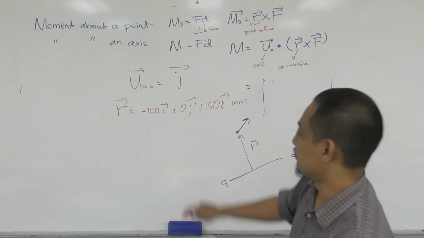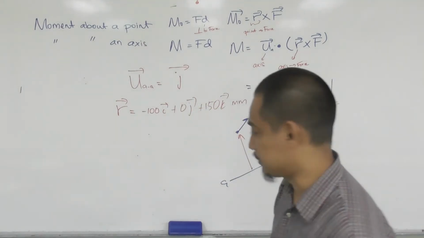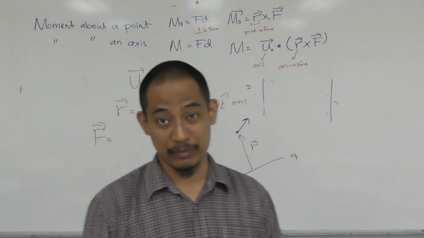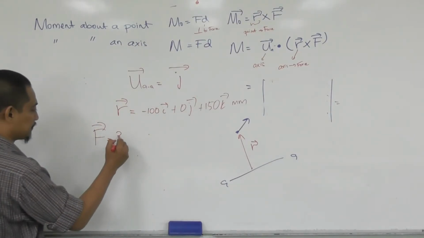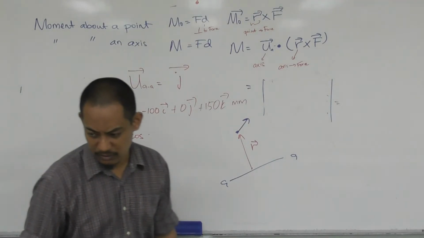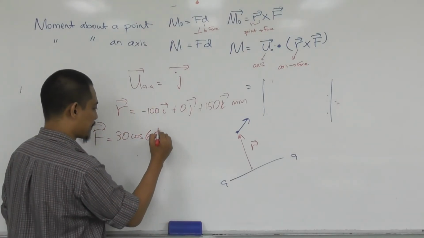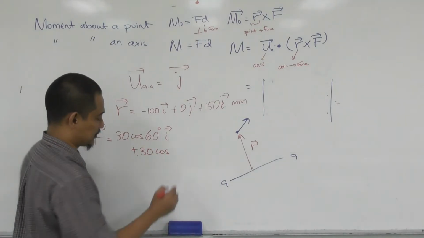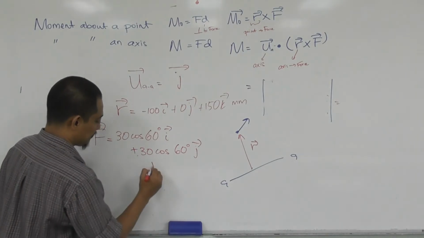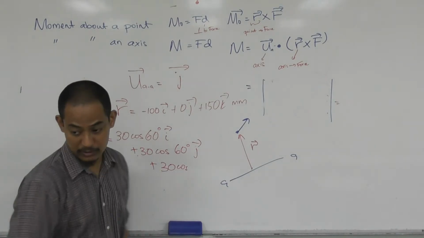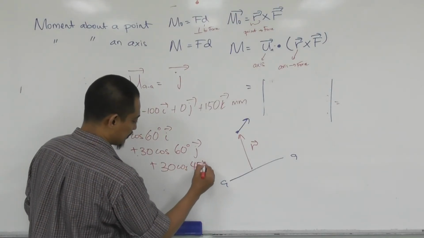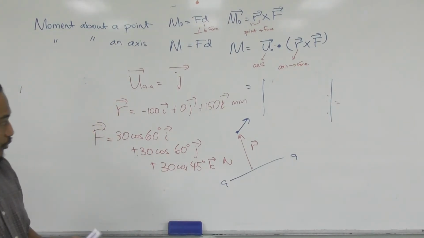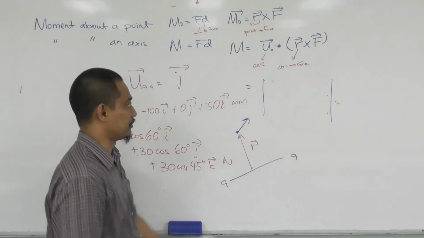Alright, so we have already established U, we have established r. Next is F. What is F? Okay, you have alpha, beta, gamma again. So you have 30 cos alpha, which is 60, i, plus 30 cos beta, which is 60 also, j, plus 30 cos gamma, which is 45, 45k Newton. Is it Newton? Newton. Right? So after that, you just plug in there, because you already have the equation.